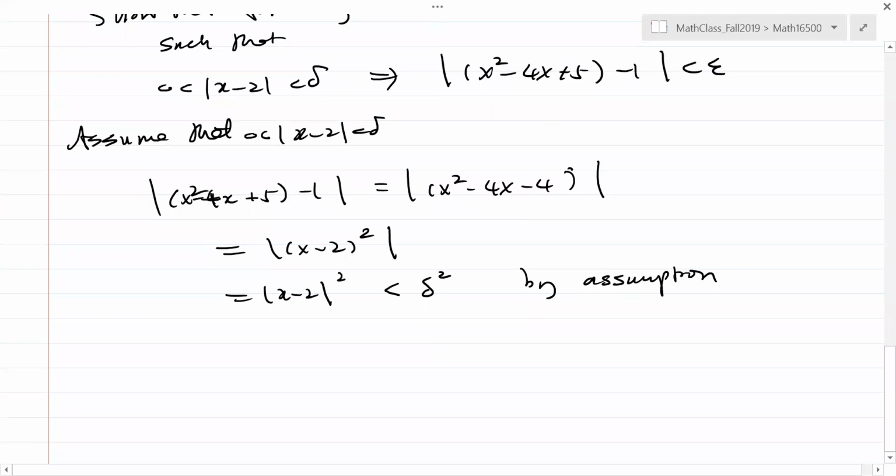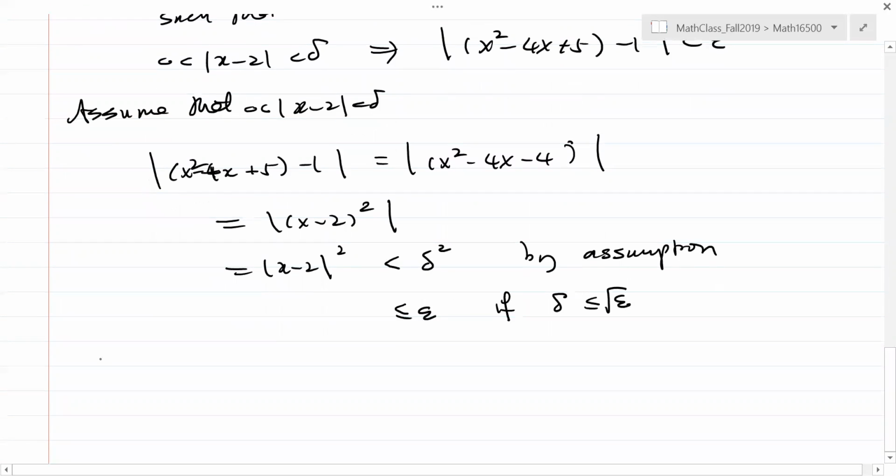But my goal is to make sure this is less than epsilon. So this should be less than epsilon if delta squared is less than or equal to epsilon, that is, delta less than or equal to the square root of epsilon. Okay, this is our choice. So therefore, we may choose delta less than or equal to the square root of epsilon. That's it.